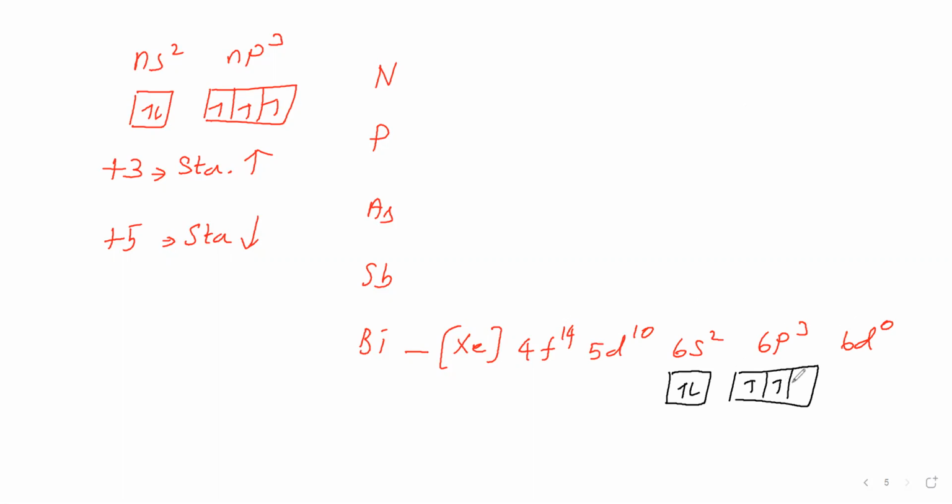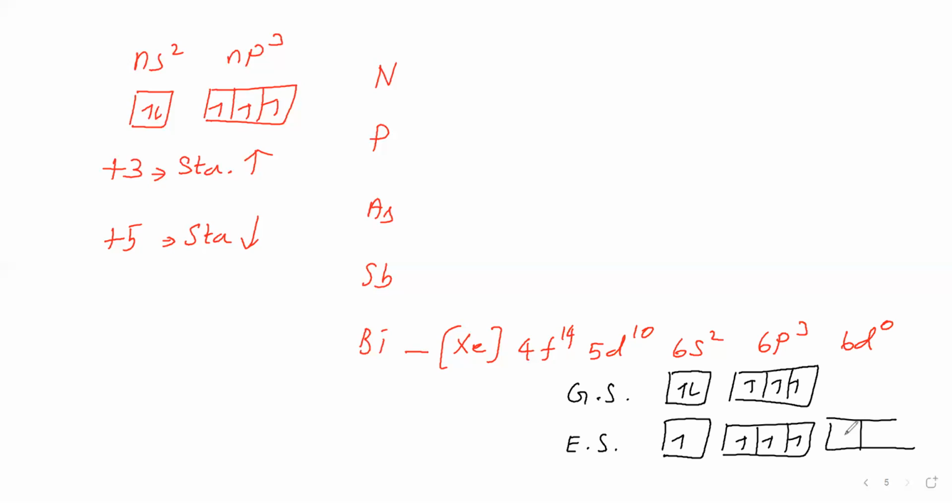6s2 6p3, we can say. It is the ground state. Now, the excited state we will see. Excited state in the sense that from 6s, one electron goes to 6d. Now, if we see the number of unpaired electrons, it is 5. If these 5 unpaired electrons are involved in a chemical reaction, then this element can show the +5 oxidation state.